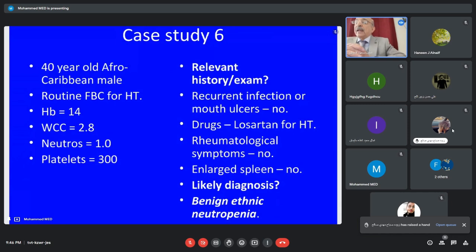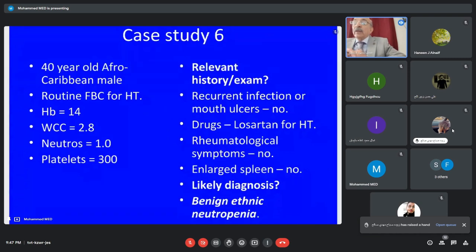Okay, so this is unlikely to be a problem like leukemia, because you may ask here, can we find a low white cell count with leukemia? The answer is yes. The white cell count in leukemia is usually high, but sometimes it's normal or low, and this is called subleukemic leukemia.